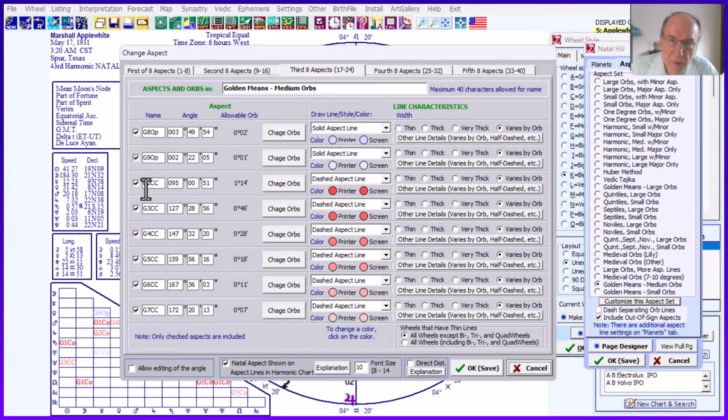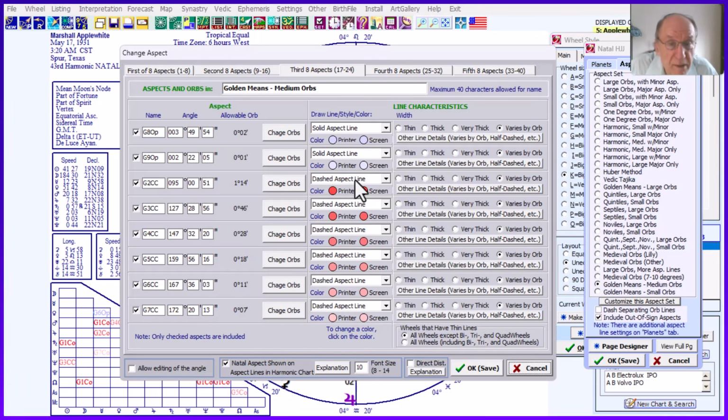And then we have the complementary angles. What I put here is G2. There isn't a G1 because it already appears somewhere else. A G2, C for conjunction, C for complementary. And the first complementary angle that we see that hasn't been used before is the 95 degrees, 0 minutes, 51 seconds.